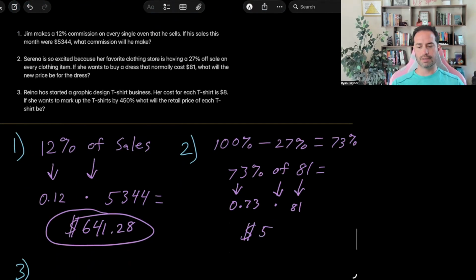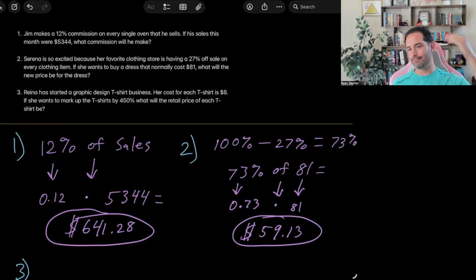So the new cost of the dress is $59.13. 27% off. That means it's got to go down, right? 59.13 is definitely less than 81. We multiplied, right, by 0.73 because it was 27% off. Okay, let's go to the next one.